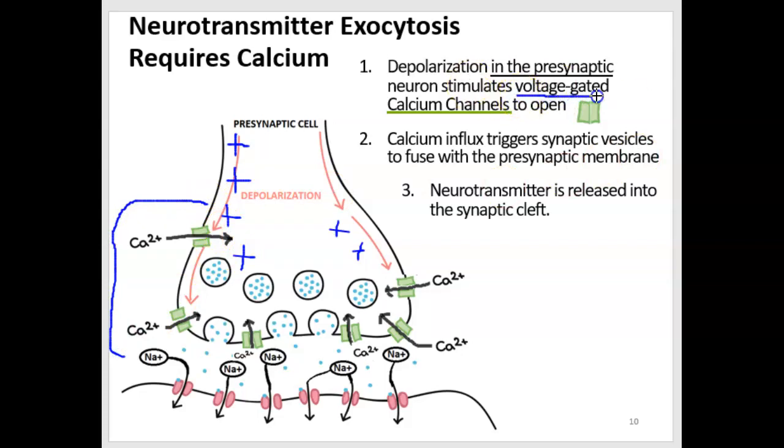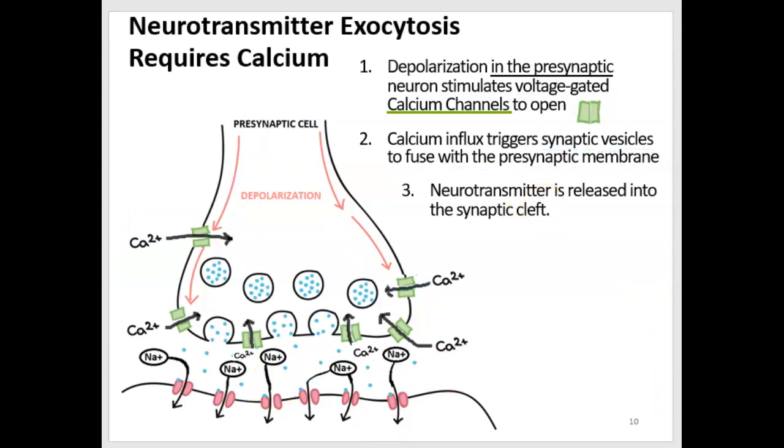And we call them voltage gated because they open due to depolarization or positive charge. When they open, extracellular calcium flows into the axon terminal. That calcium is needed for synaptic vesicles to fuse with the presynaptic membrane. So for those secretory vesicles to fuse right here, you need calcium. Now the neurotransmitter is released, it diffuses across the cleft and binds to whatever receptor is on the postsynaptic cell for that particular neurotransmitter.